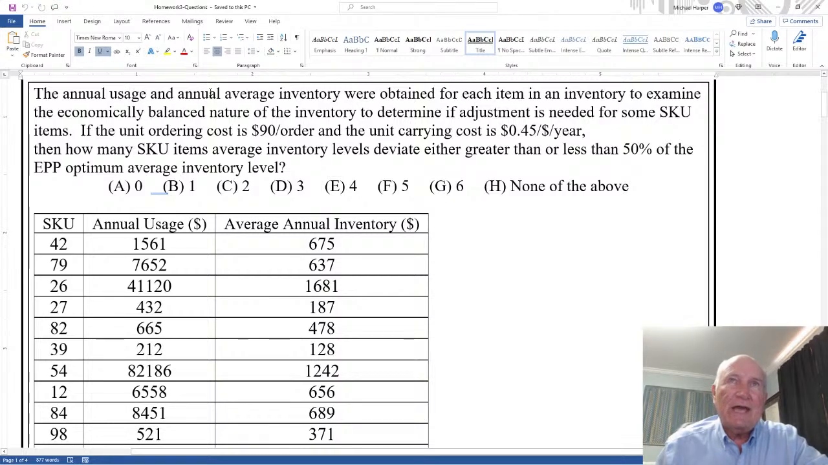The annual usage and annual average inventory were obtained for each item in an inventory, to examine the economically balanced nature of the inventory to determine if adjustments were needed for some SKU items. If the unit ordering cost is $90 per order, the unit carrying cost is 45 cents per dollar per year, then how many SKU items' average inventory levels deviate either greater than or less than 50% of the EPP optimum average inventory level? Good question.